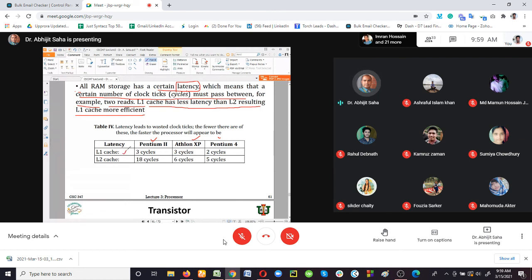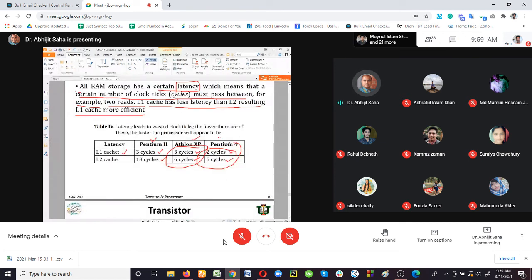So for the latency of L1 cache, Pentium 2 has 3 cycles, Athlon XP 3 cycles, but Pentium 4 has 2 cycles. In the case of the L2 cache, Pentium 2 has 18 cycles, Athlon XP only 6 cycles, and Pentium 4 has 5 cycles. In both cases, Pentium 4 needs the least number of cycles for executing instructions. So it suggests that the Pentium 4 is better than the Athlon XP here.